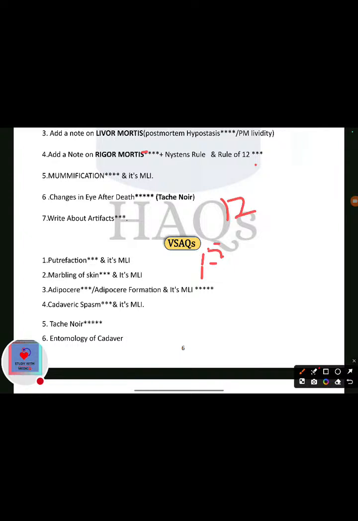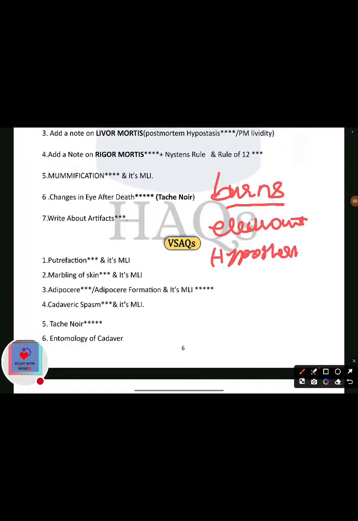What are the differential diagnoses or conditions simulating rigor mortis? Marked rigidity is seen in death due to burns. In electrocution, if someone died because of electric shock, the body will also be more stiff. In hypothermia, with low temperature, there is also more stiffening. Other conditions are heat stiffening, where the body is contracted, cold stiffening, and cadaveric spasm, where the body is also contracted.